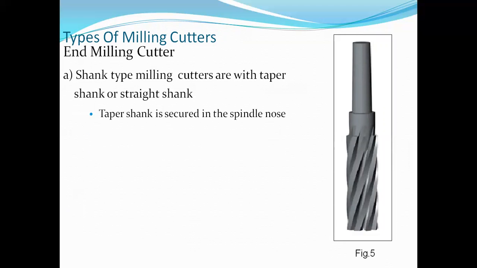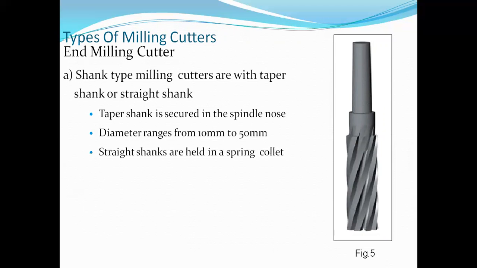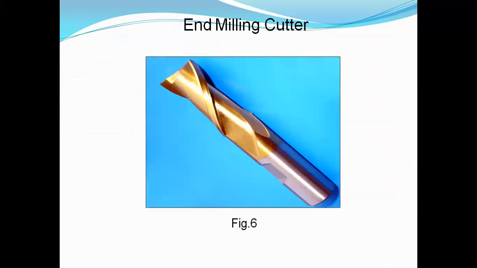End milling cutter. Shank type milling cutters are with taper shank or straight shank. Taper shank is secured in the spindle nose, right? The diameter ranges from 10 mm to 50 mm. The straight shanks are held in a spring collet, extensively used for die sinking. So this is the end milling cutter.